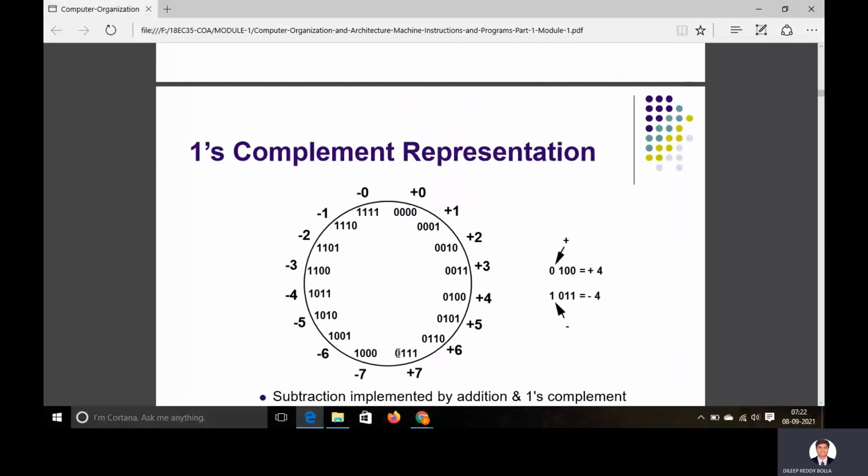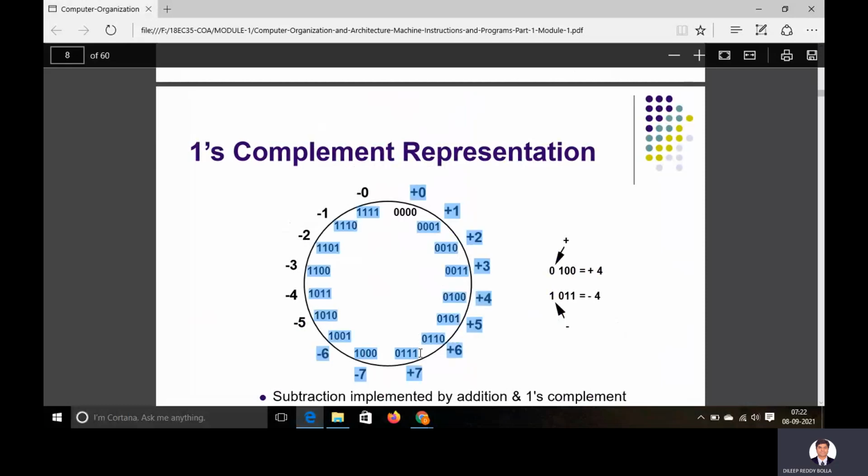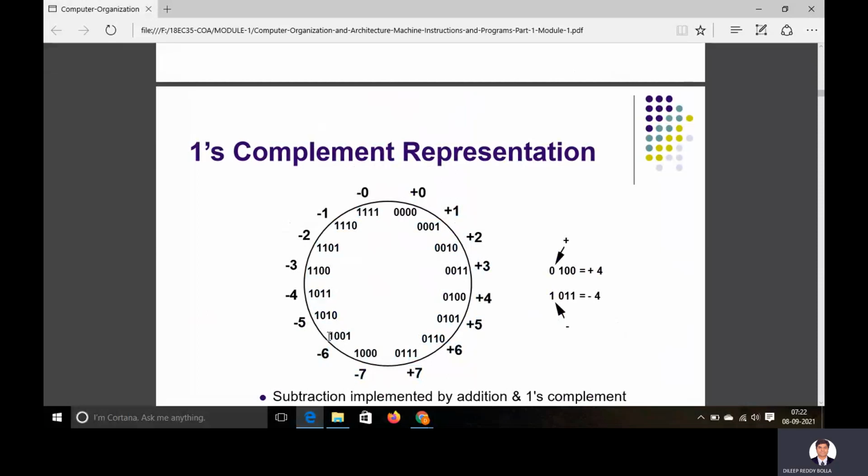As we have 0111 for plus 7, wherever 0 is there, replace 0 by 1 and 1 by 0, and it gives you 1000. So this is minus 7. Similarly, check 6: 0110 becomes 1001. Plus 5 and minus 5 you can compare: 0101 becomes 1010, which means just replace the zeros by ones and ones by zeros. That's how we can do it. Similarly plus 4, 0100, becomes 1011.